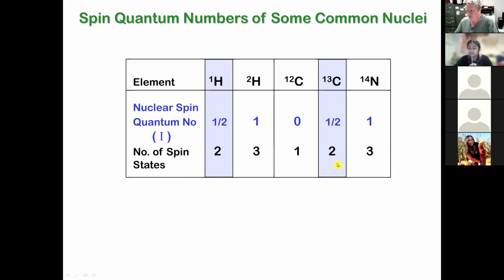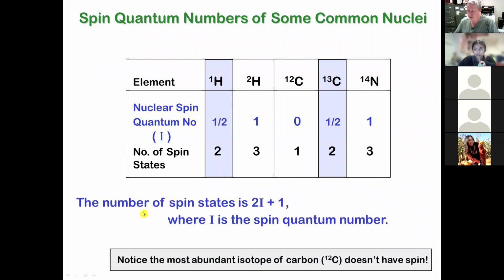So N14 is nitrogen. There's nitrogen NMR. It has 3 spin states. The 2 kinds of NMR we're going to talk about are proton NMR, which is the 1H, and the C13 NMR. Okay. All right. So the number of spin states is 2I plus 1. You don't have to memorize that. I is the spin quantum number, and the most abundant isotope of carbon does not have spin. But we can do something called C13 NMR, which will be a little later in the course also. All right, good.